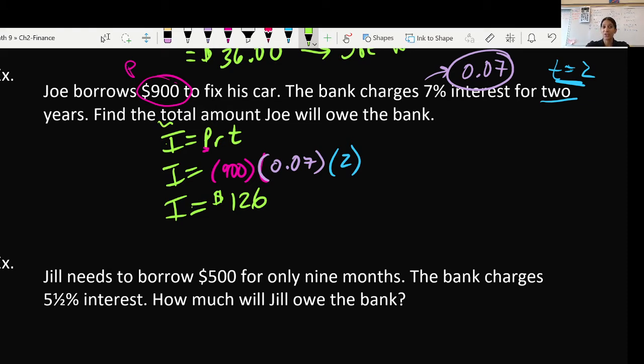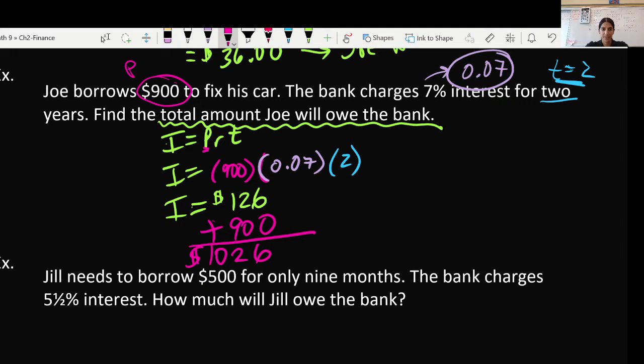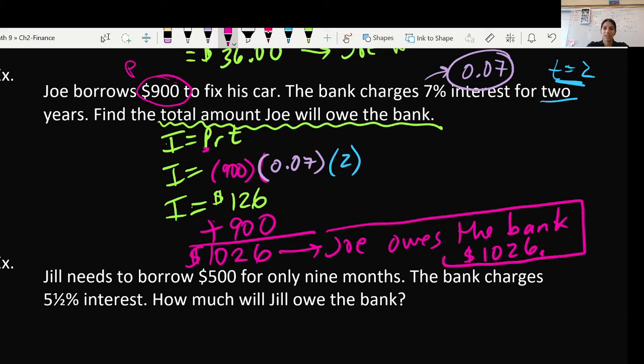This says find the total amount Joe will owe the bank. So to get the total amount Joe's going to owe the bank, I would take the interest plus I would have to add to it the initial amount that he borrowed. So plus the $900 that he borrowed. That gives me $1,026. So Joe owes the bank $1,026 after everything is said and done.